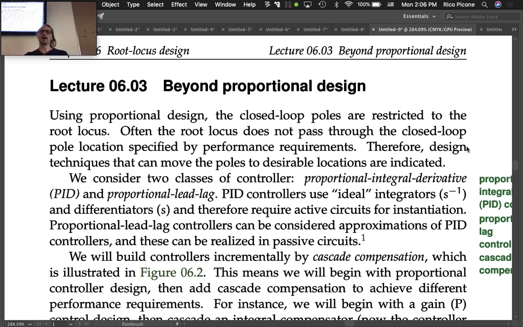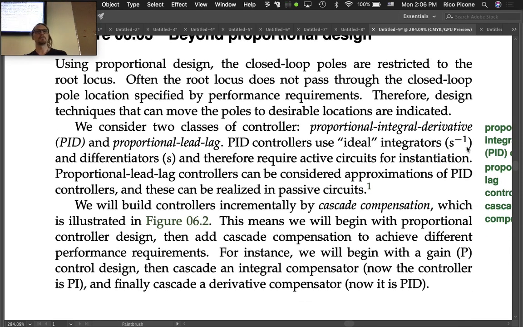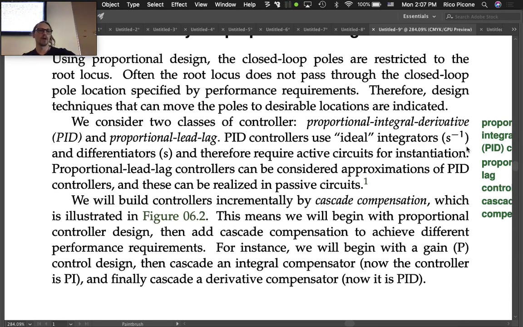PID controllers are ideal integrators and differentiators, and therefore require active circuits for instantiation. So you have to have external power like op amps and whatnot in your circuits. Proportional lead lag controllers can be considered approximations of PID controllers, and these can be realized in passive circuits, with capacitors, inductors, resistors, etc. So that's the main difference there. We will build controllers incrementally by cascade compensation, which is illustrated in figure 6.2.